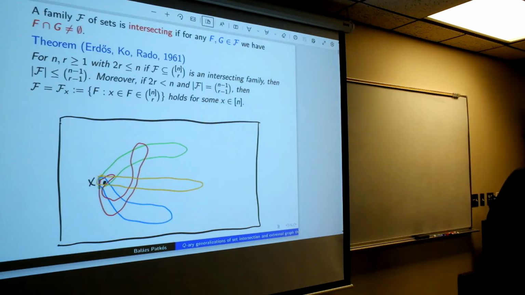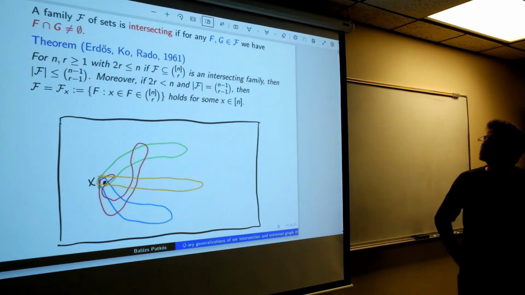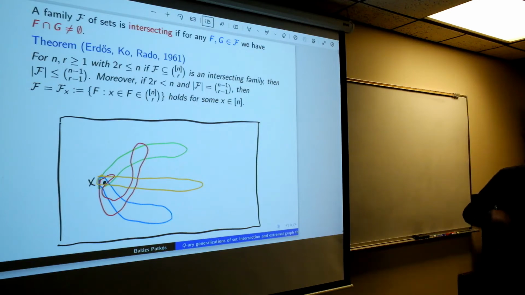So we call a family of sets intersecting if you take any two of the sets in the family, then they should have a non-empty intersection. And then the question is how large a family can be if we only try to gather r-element subsets of the underlying set, with this property that any pair of sets from the family have a non-empty intersection.